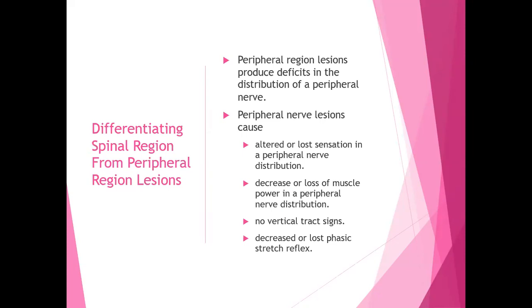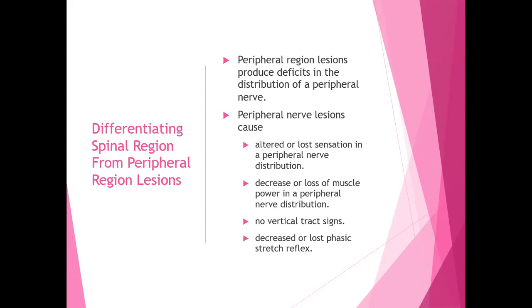So in order to differentiate peripheral region lesions from spinal region lesions: peripheral region lesions produce deficits in the distribution of a peripheral nerve, like in the median nerve distribution or the sciatic nerve distribution. So you get altered or lost sensation in a peripheral nerve distribution rather than dermatomal or myotomal.